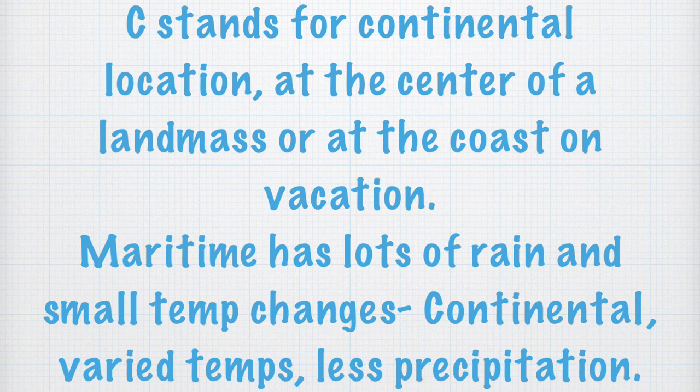C stands for continental location, at the center of a landmass or at the coast on vacation. Maritime has lots of rain and small temp changes. Continental varies temps, less precipitation.